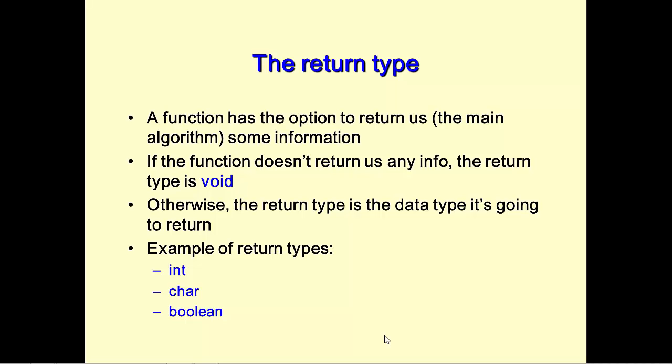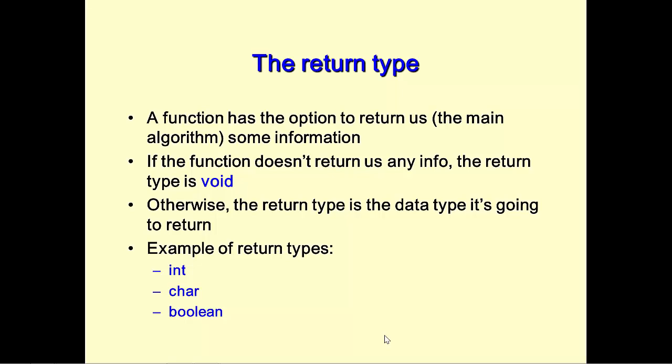Okay, so when we're talking about the return type, a function has the option to return back to main some kind of information. This could be a number, or it could be a string, or it could be some complex data type, who knows. Okay? If the function doesn't return us any information, the return type is going to be void, meaning that it's returning nothing. It still returns something, but it's returning nothing, if that makes sense. Otherwise, the return type is the data type that it's going to return.